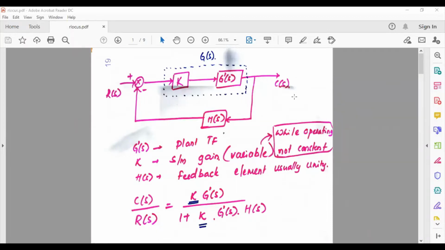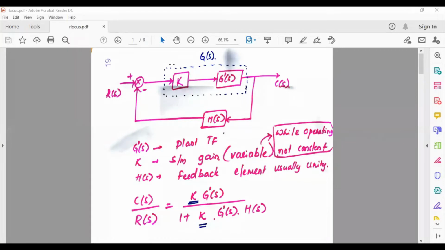But some good textbooks have given an explanation of 4 to 5 pages before starting the algorithm. So let me brief it here. What is root locus? I have drawn a block diagram here, and I have included all the terminologies which we are already familiar with. So R of S, everyone knows, C of S, H of S, everyone knows.